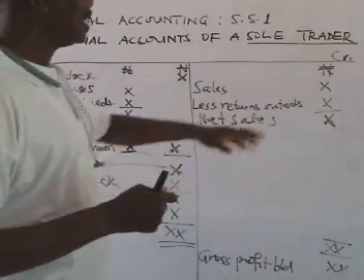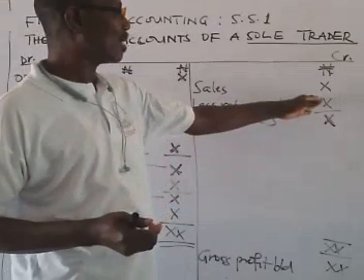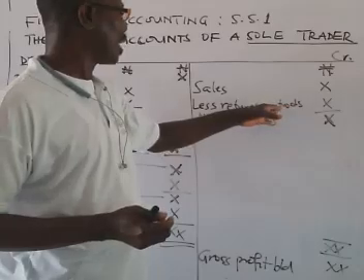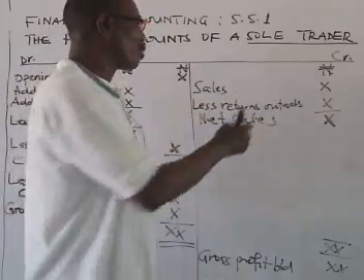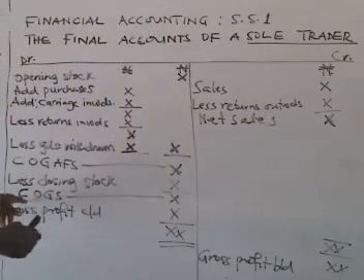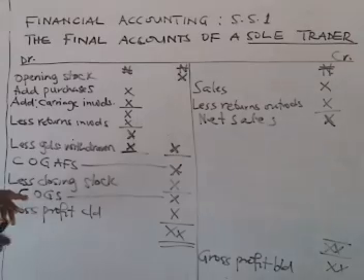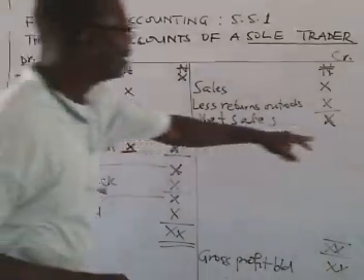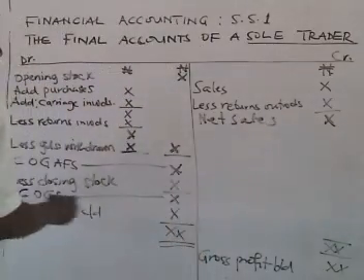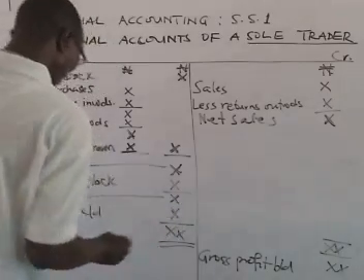Net sales here is the actual goods sold by the business owner. After deducting your returns outwards from your sales, you have your net sales. So you now subtract your COGS here, that's the cost of goods sold, from the net sales. That will give you your gross profit.